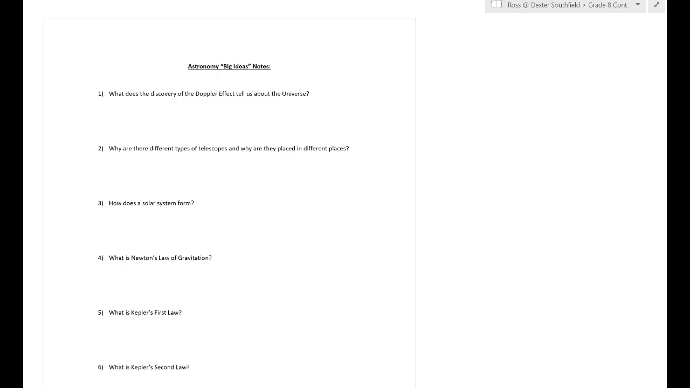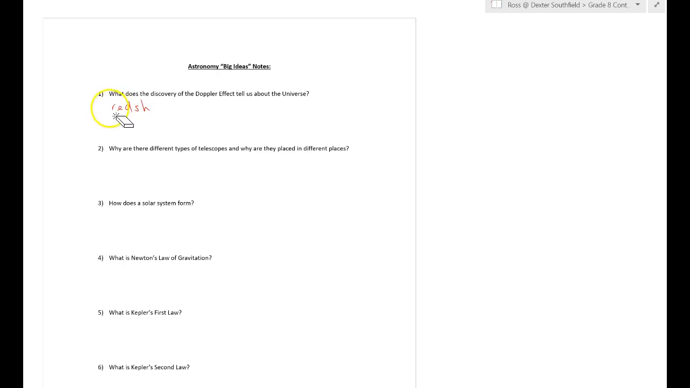out in space. So the first one asks, what does the discovery of the Doppler effect tell us about the universe? So the first thing we should figure out is, what is the Doppler effect? The Doppler effect is that radiation, electromagnetic radiation, looks different depending on the direction that it's going. So in particular, there's something called redshift.